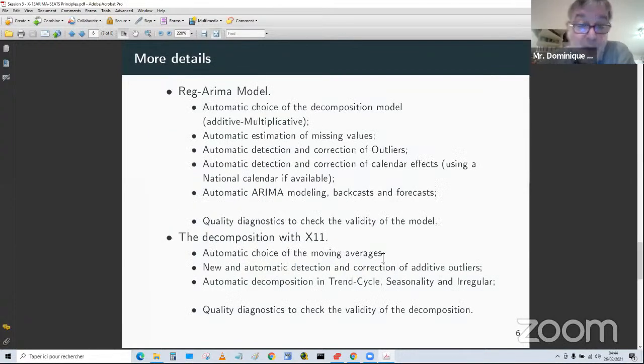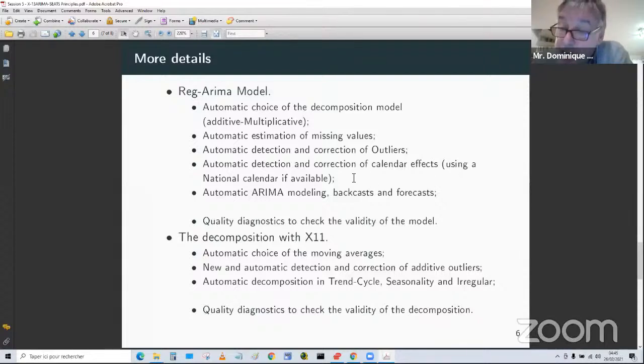So what are the 2 blocks going to do exactly? The RegARIMA model in its more automatic version will do an automatic choice of a decomposition model between additive and multiplicative. It will estimate automatically the missing values. It will detect and correct outliers. It will detect and correct calendar effects using a national calendar.